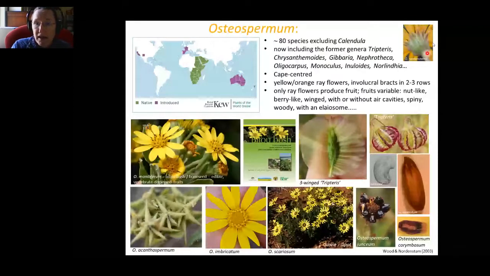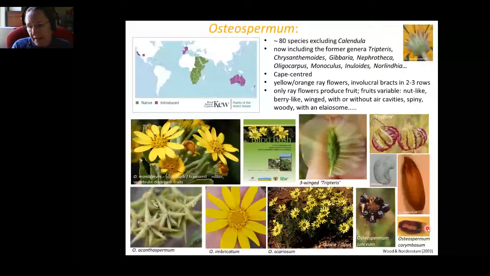In Osteospermum, only the ray flowers produce fruit. So you can see here fruits produced by the rays and the sterile discs. And a huge variation in fruit structure is exhibited. So the fruits can be nut-like, they can be berry-like. For example, the well-known Osteospermum moniliferum, the bitou bush or bone seed. And these berry-like fruits are edible and dispersed by vertebrates, which probably contributes to it being one of the most noxious weeds in Australia. But the fruits can also bear wings, like these three-winged fruits. They can have air cavities, they can be spiny, and even have an elaiosome for ant attraction.